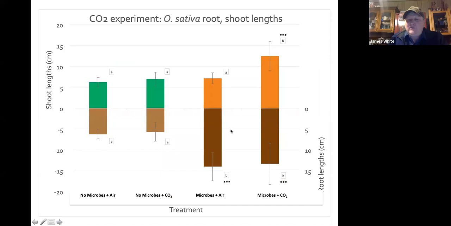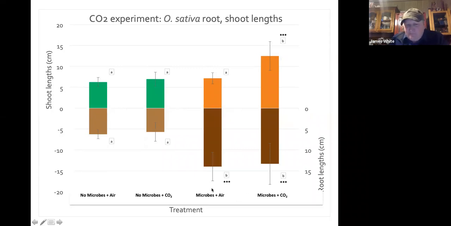what he showed, this is actually measures from that experiment. This is the carbon dioxide on rice. The treatment all the way to the left is no microbes in regular air. The microbes are removed. This is the length of shoots and roots. You can see these plants are pretty small. And this is no microbes plus CO2. You can see the plants are small. It's inhibiting development. When you remove those microbes, it completely inhibits development.